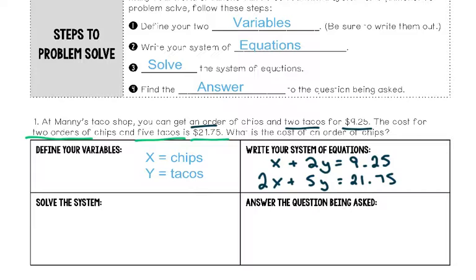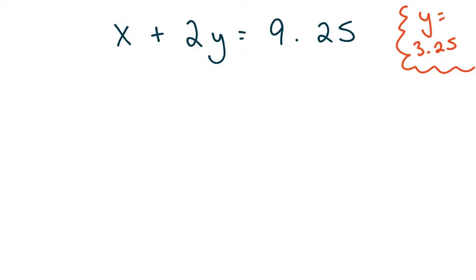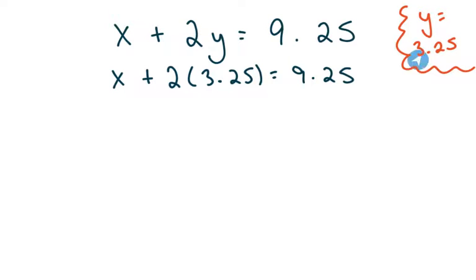When I solve a system of equations by elimination, I know that when I have one of the variables solved for, I need to plug it back into one of the equations to solve for the other one. I'm going to choose to plug the cost of the tacos into the first equation since it's smaller and a little easier. So this is that first equation, and I know that y equals 325. All I did here is substitute in 325 for the y in the equation.